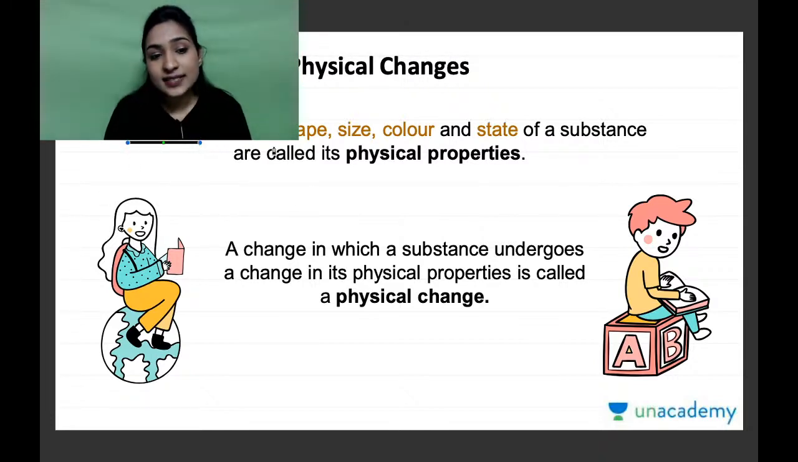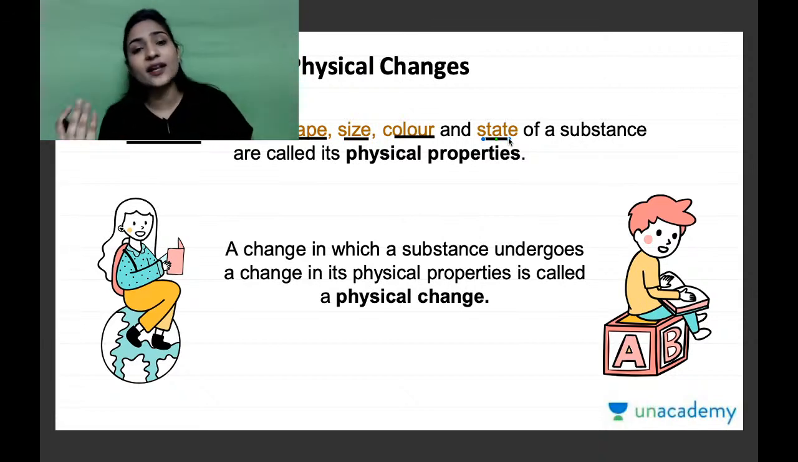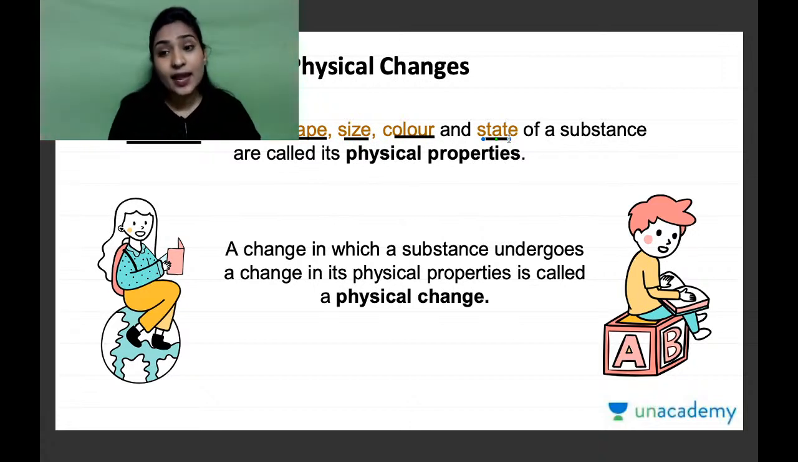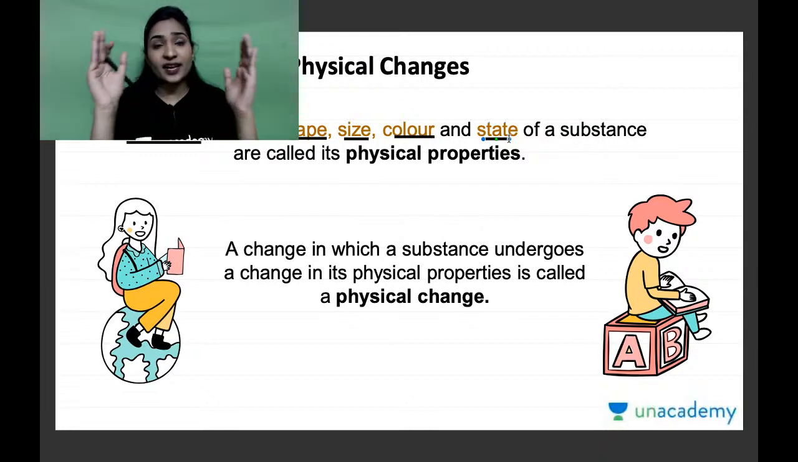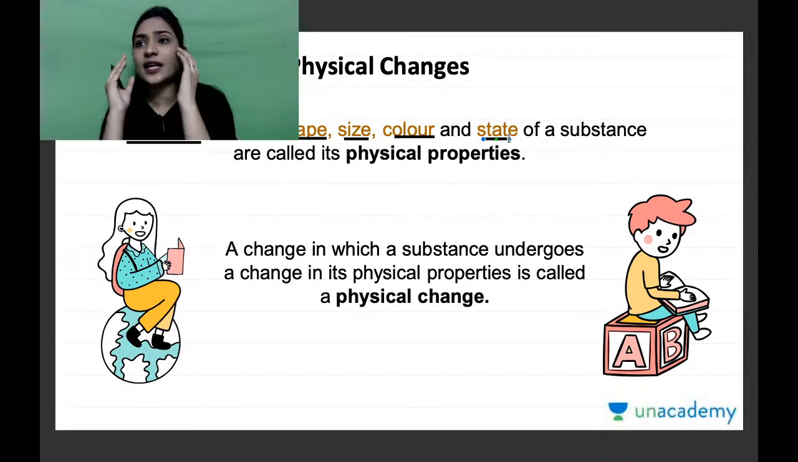Properties such as shape, size, color and state of a substance are called its physical properties. Normally if you look at each other, your sibling, your friends, you know that your friend's hair is black, your friend's hair is long, your friend is fair or dark, your friend has big eyes, right? So you'd say that your friend is physically beautiful, right? So we talk about the physical appearance of your friend, of any person that you look at.